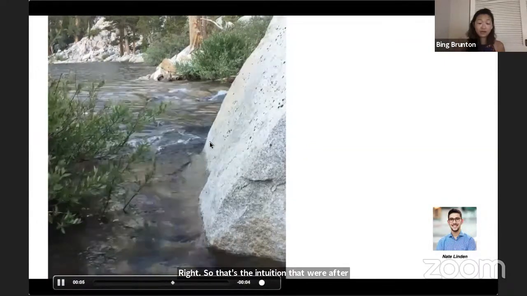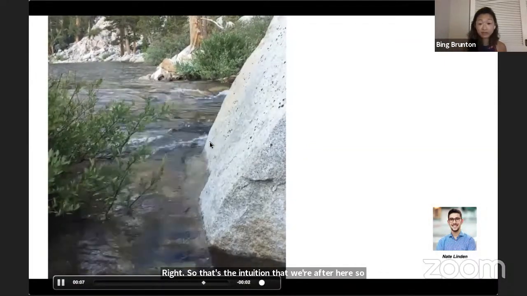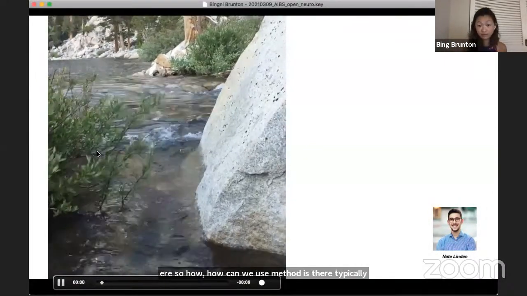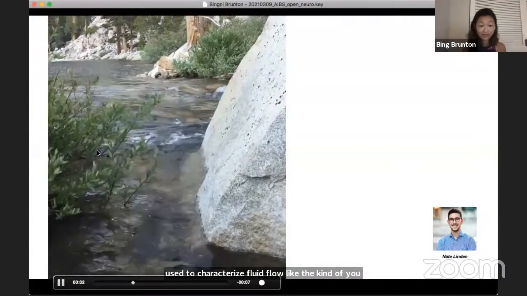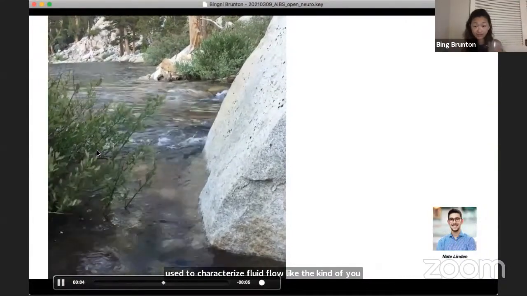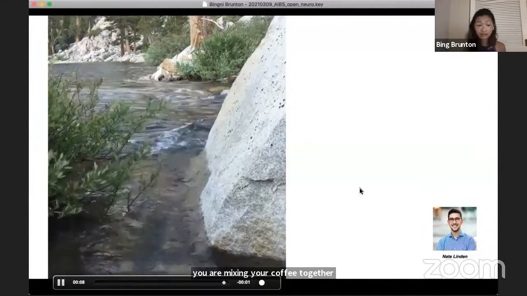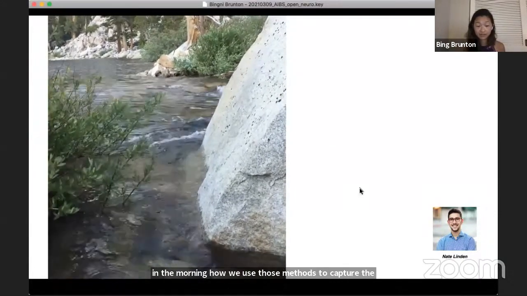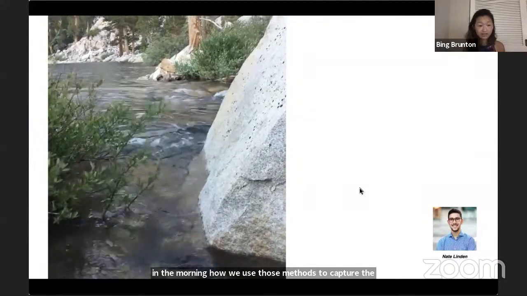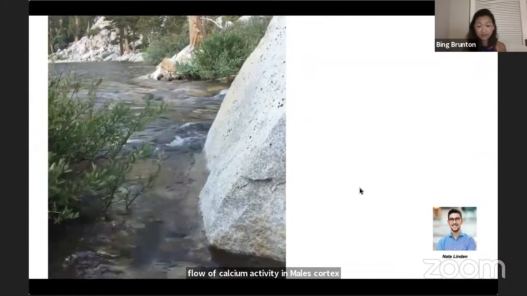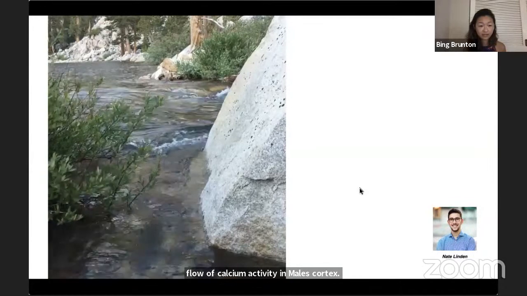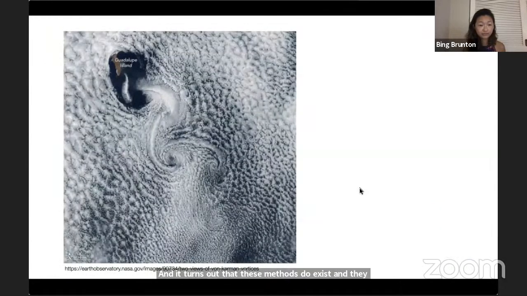So how can we use methods that are typically used to characterize fluid flow, like the kind that you might see going hiking and looking at rivers, or when you are mixing your coffee together in the morning, to capture the flow of calcium activity in mouse cortex? It turns out that these methods do exist, and they've existed for a long time. And so I'm going to introduce the set of methods here.